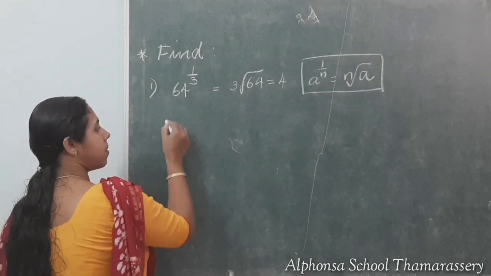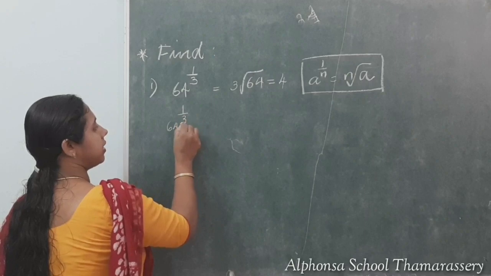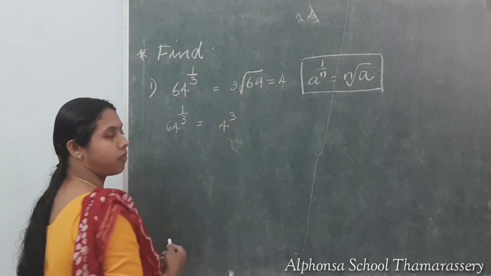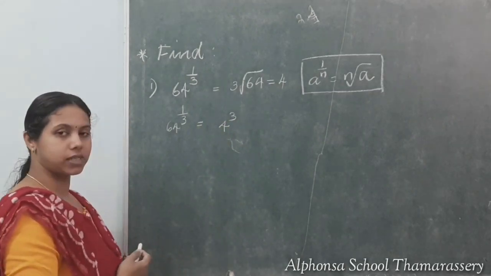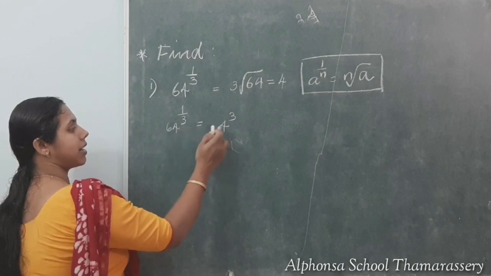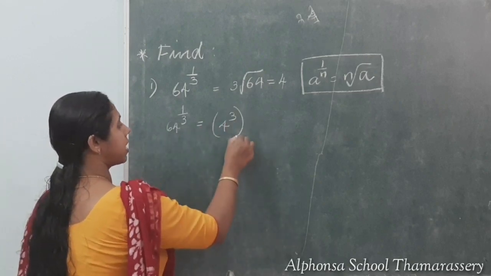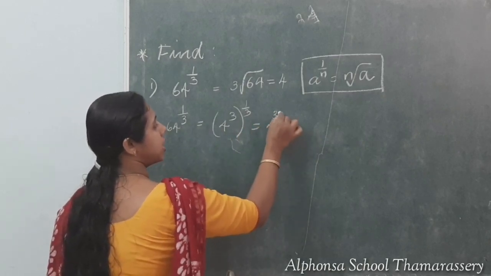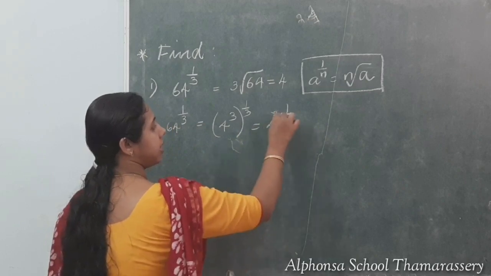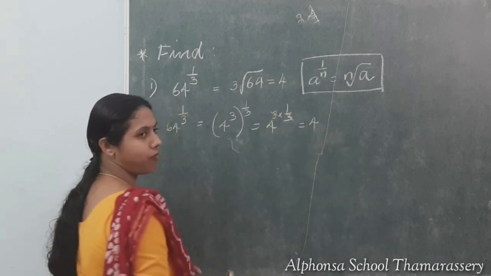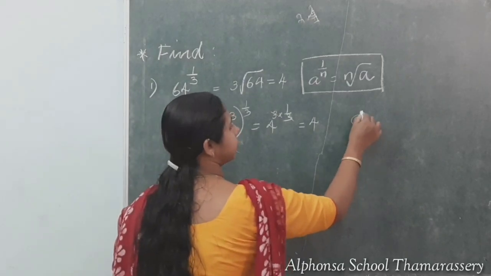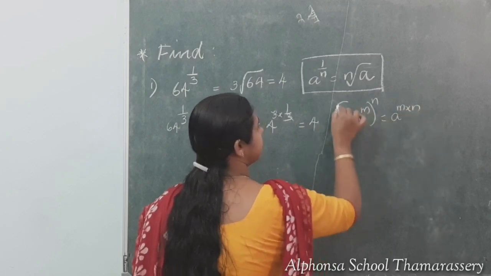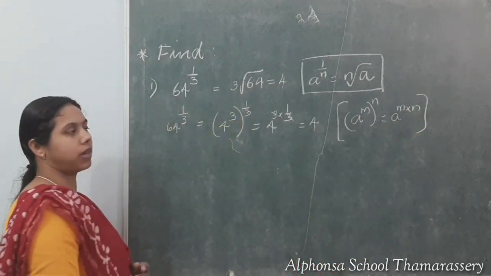Or you can do the same problem, 64 raised to 1 by 3, we can write it as, we know that 64 is the cube of 4. 4 cube is equal to 64. So 64 we can write as 4 cube whole raised to 1 by 3, which is equal to 4 raised to 3 into 1 by 3. 3 and 3 cancel, that is equal to 4. Here we use the law a raised to m whole raised to n is equal to a raised to m into n. Both ways you can do it.